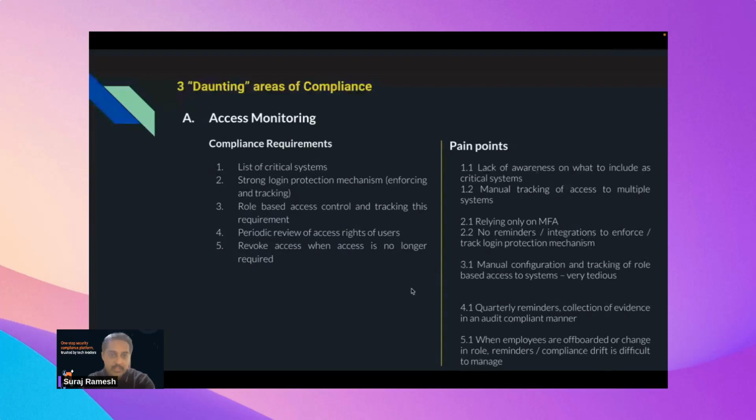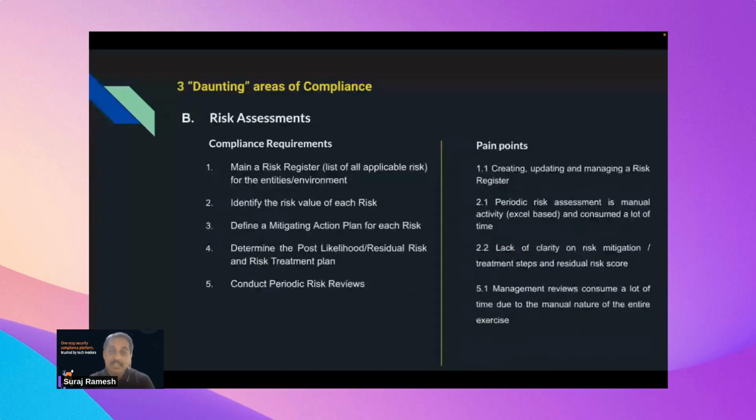Now, moving to the next part, which is risk assessment. This is one of the most complex areas of compliance that companies find very difficult to do. Let me again call out the requirements of compliance here. One is you need to maintain a risk register, basically make a list of all the risks that you have as a company. And then you need to identify the risk value of each of these risks. How does it impact you? And after that, you need to put in place a mitigating action plan for each of these risks, determine the post likelihood or residual risk treatment plan, and you need to do all of this periodically.